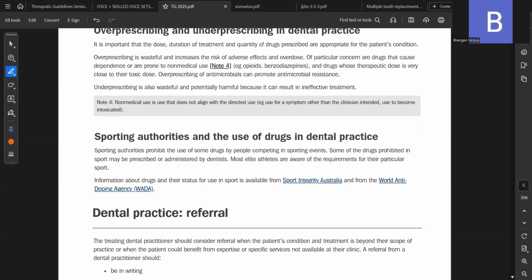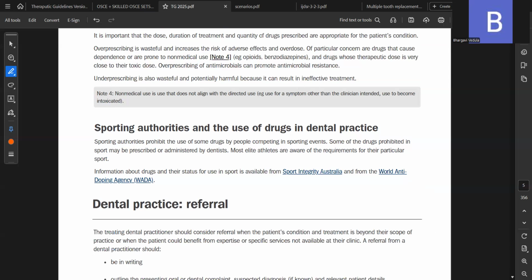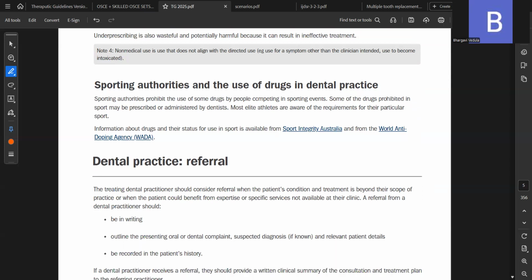Sporting authorities prohibit the use of some drugs by people competing in sporting events. They have, like, steroids, they should not take steroids, these kind of things they should keep in mind. Some of the drugs prohibited in sport may be prescribed or administered by dentists. So those people should clearly tell us. Most elite athletes are aware of their requirements for their particular sport. Or otherwise, we have Sport Integrity Australia, or they'll have different agencies. Every country has different agencies for that.